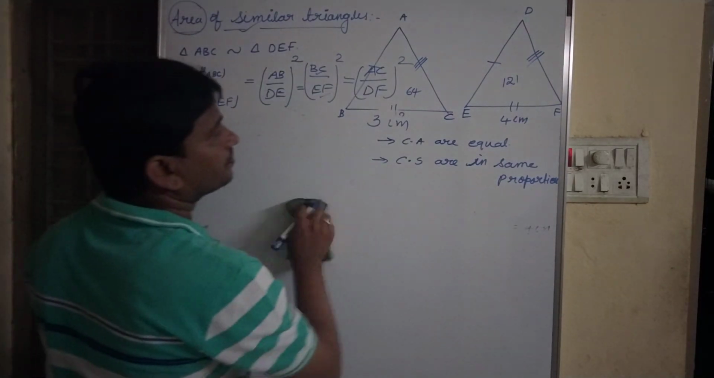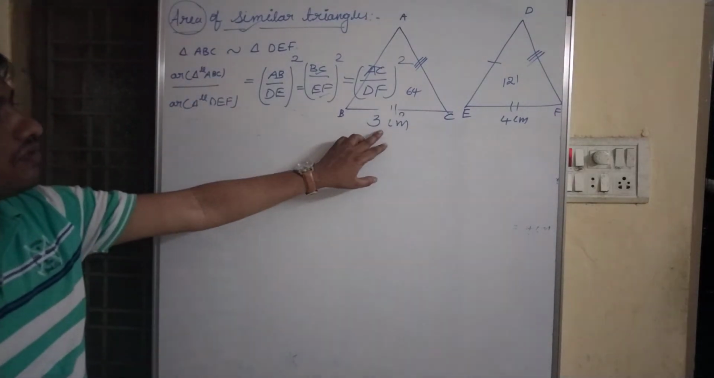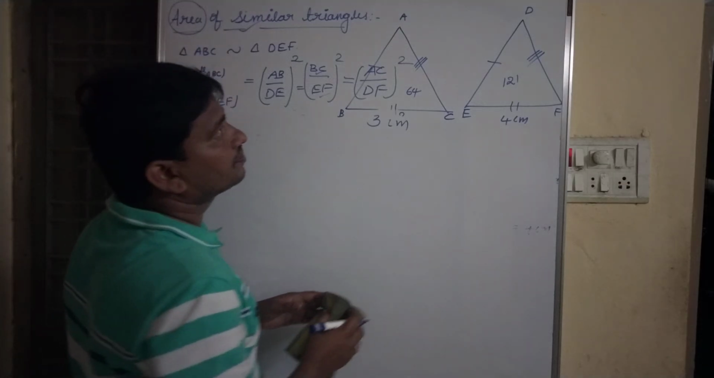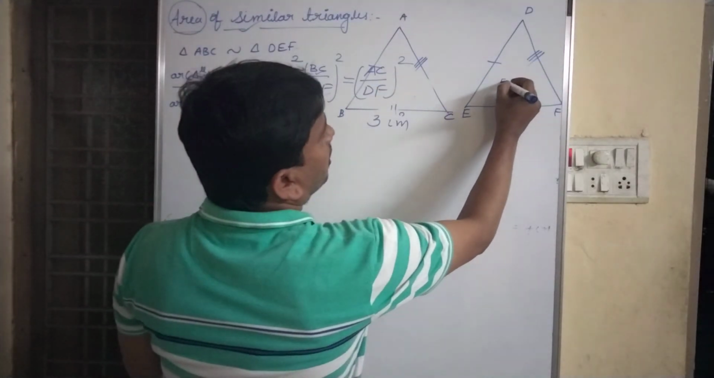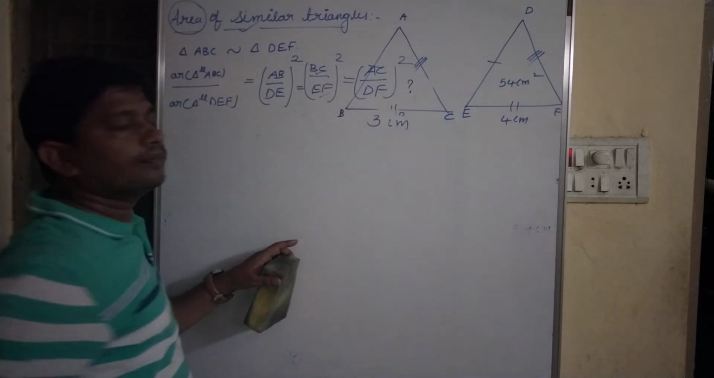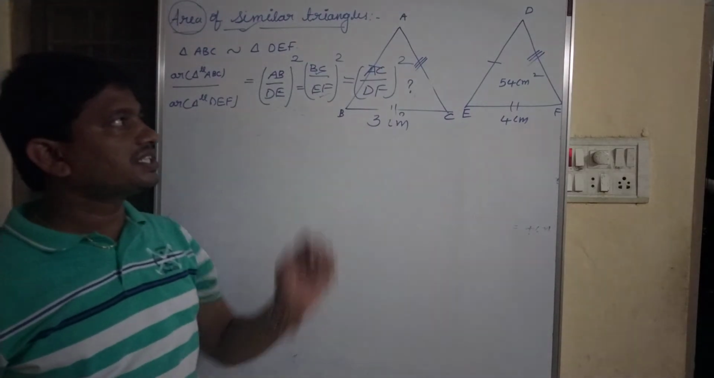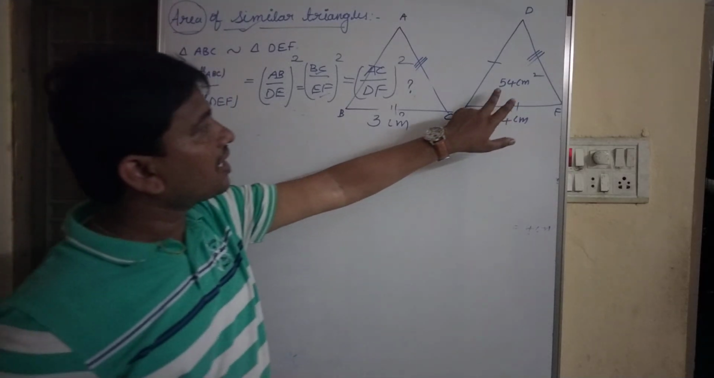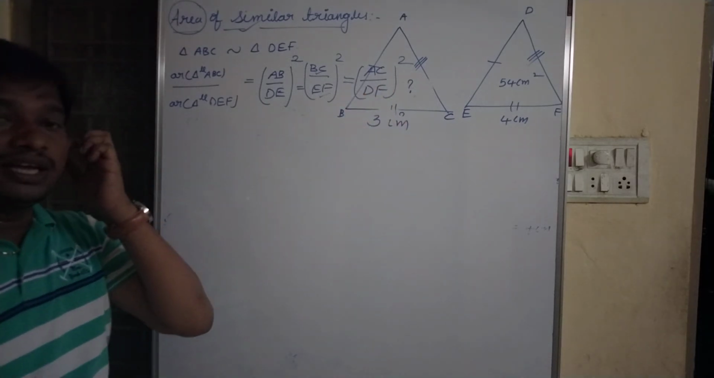Let us see the question. What is given? Given BC equal to 3 centimeter, EF equal to 4 centimeter, and area of triangle DEF is 54 centimeters square. Let us find the area of triangle ABC. Clear question? What is given? BC is given 3 centimeter, EF is given 4 centimeter, and area of triangle DEF is given 54 centimeter square. Let us find the area of triangle ABC.